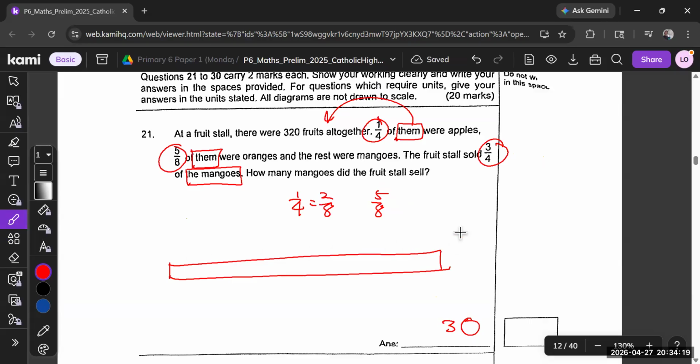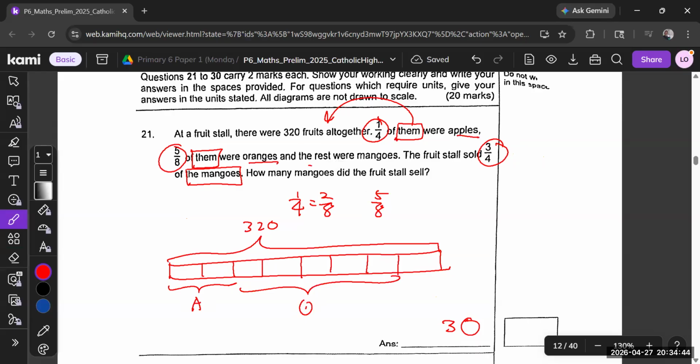Okay, draw a rectangle, which is all the fruits. When you draw a model, you do it sentence by sentence. Draw one sentence at a time. Cut the rectangle into 8 boxes because that is the denominator, right? And go to the next sentence. 1/4 is 2/8 apples. Okay? 5/8 oranges. Okay. The rest, mangoes.